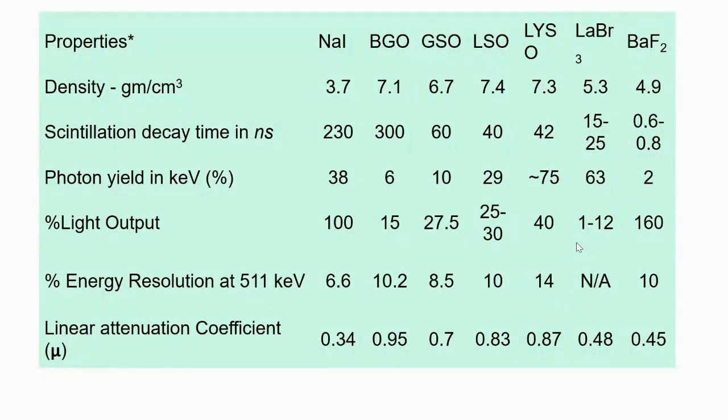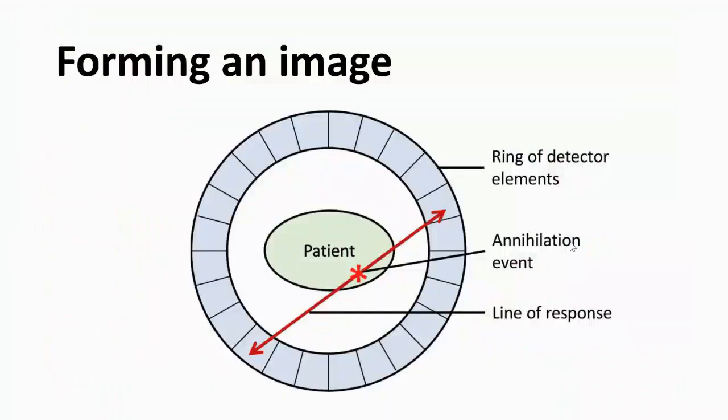BGO stops 511 keV gamma photons with a value of 0.95. LSO is lower at 0.83. For example, you will find that BGO provides higher sensitivity while LSO offers better resolution. So if you want resolution, go for LSO. If you want sensitivity, go for BGO. In GE, for instance, you will always find that GE has slightly higher sensitivity, but LSO gives you more resolution in the image due to its shorter decay time.